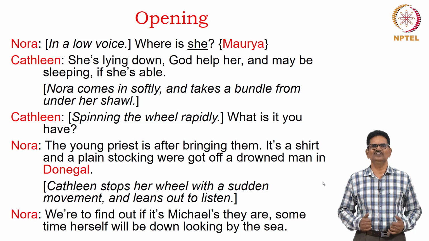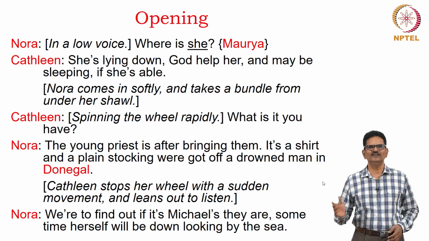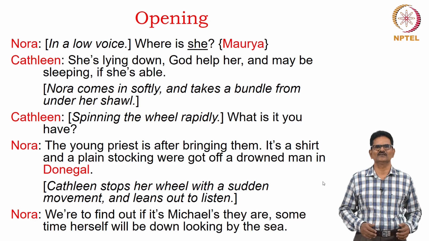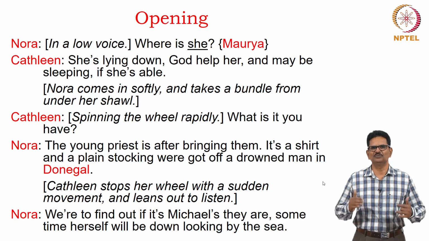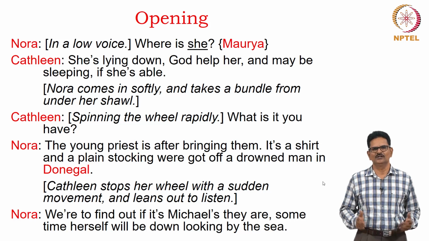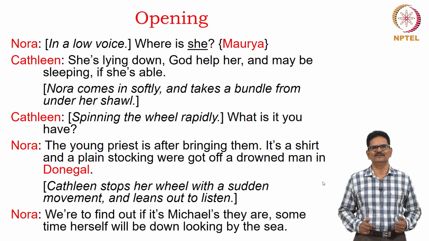Now Nora comes in softly and takes a bundle from under her shawl, and Kathleen, who is spinning the wheel rapidly, is asking, what is it you have? Nora replies, the young priest is after bringing them. It is a shirt and a plain stocking were got off a drowned man in Donegal. Donegal is a place in the islands.